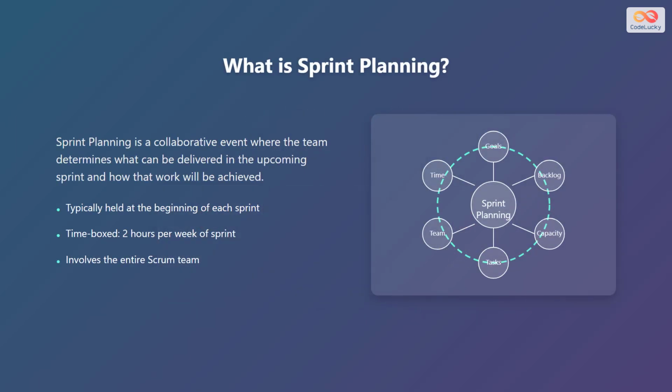So, what exactly is sprint planning? Sprint planning is a collaborative event where the team determines what can be delivered in the upcoming sprint and how that work will be achieved. It's typically held at the beginning of each sprint. It is time-boxed to 2 hours per week of sprint. Also, it involves the entire Scrum team.